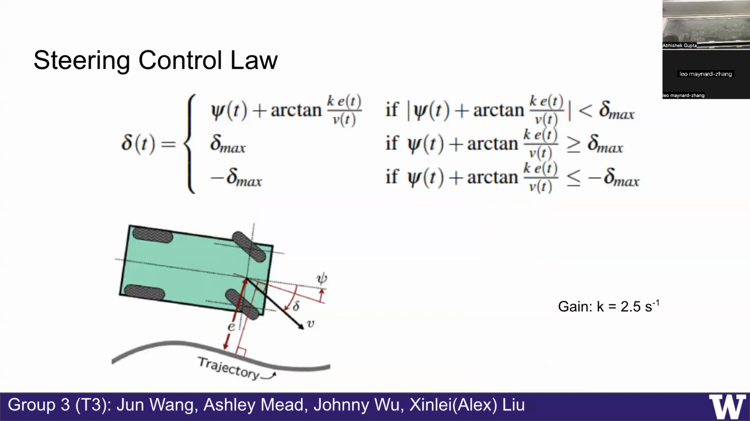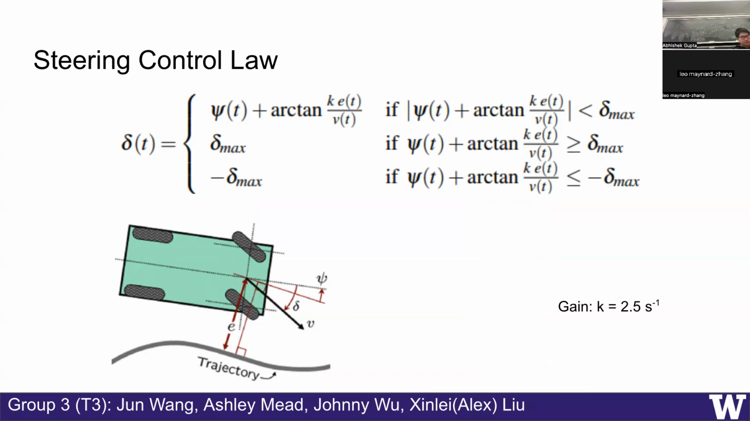Okay, so this is the lateral control law, which is just for the steering. There is no moving forward or backward here. This is solely the steering. The bottom two equations are just saying that if the steering angle that we want exceeds the maximum that the wheel can actually turn, then we just steer the max and not go overboard.